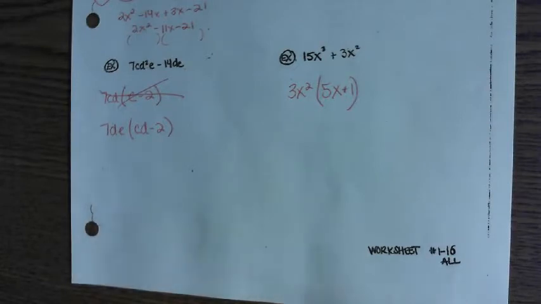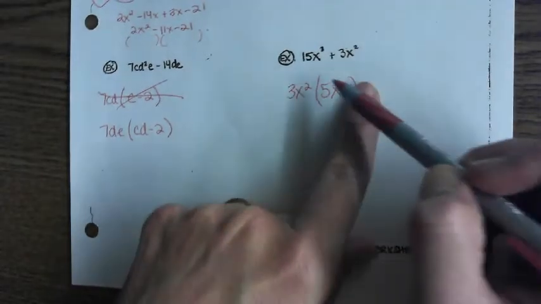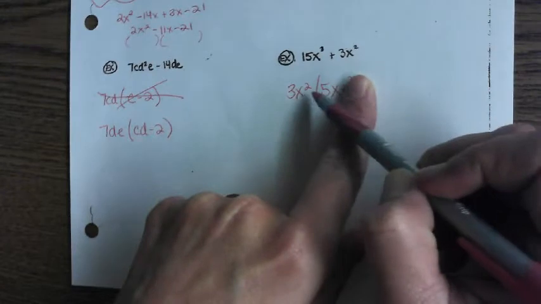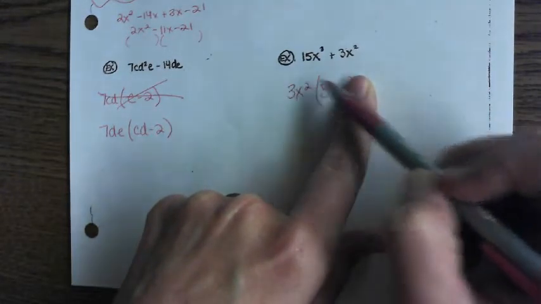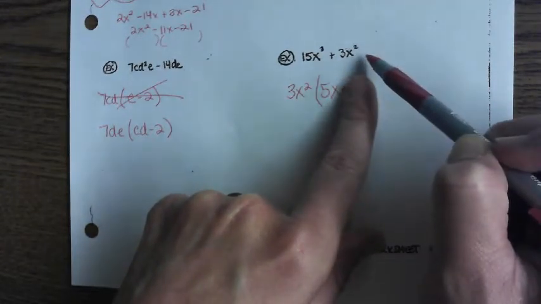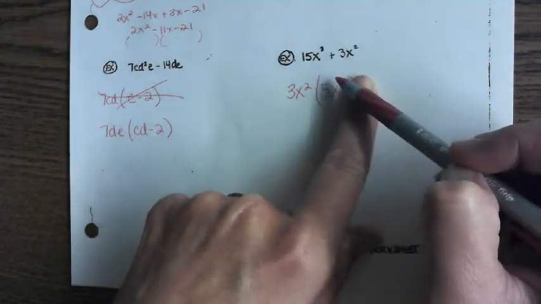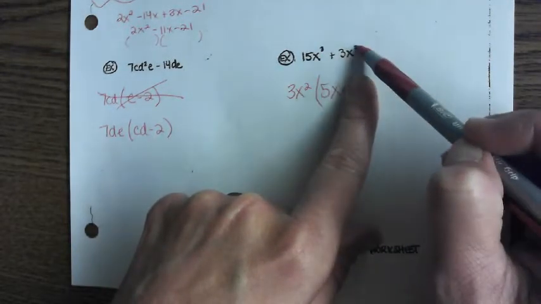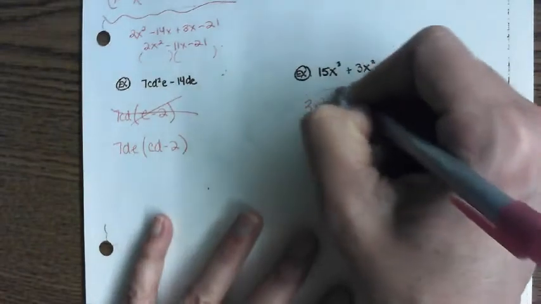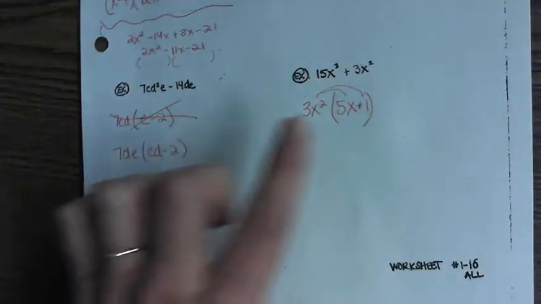Because if you're checking your factoring, if you went to distribute and you just had 3x squared times 5x and you were checking the multiplication to see if it gets you back to the original, you would go to multiply and you'd only get 15x cubed. You'd be missing that other term. So you need that 1 so that when you check your distribution, you have that.